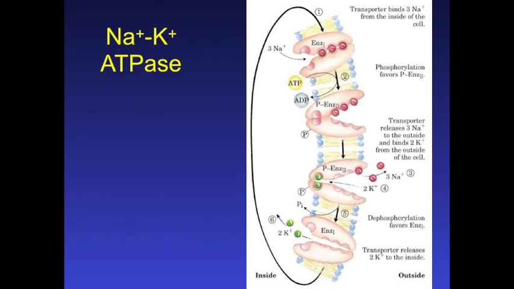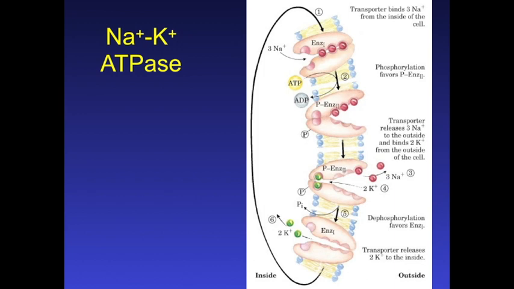So, on the inside, we want sodium to be low here, and so when the pump is open to the inside of the cell, it has 3 very high affinity pockets for sodium. 3 will bind. Okay? When that occurs, ATP will then be facilitated in such a way that the ATP will be broken down consequently, and aspartate will be phosphorylated.